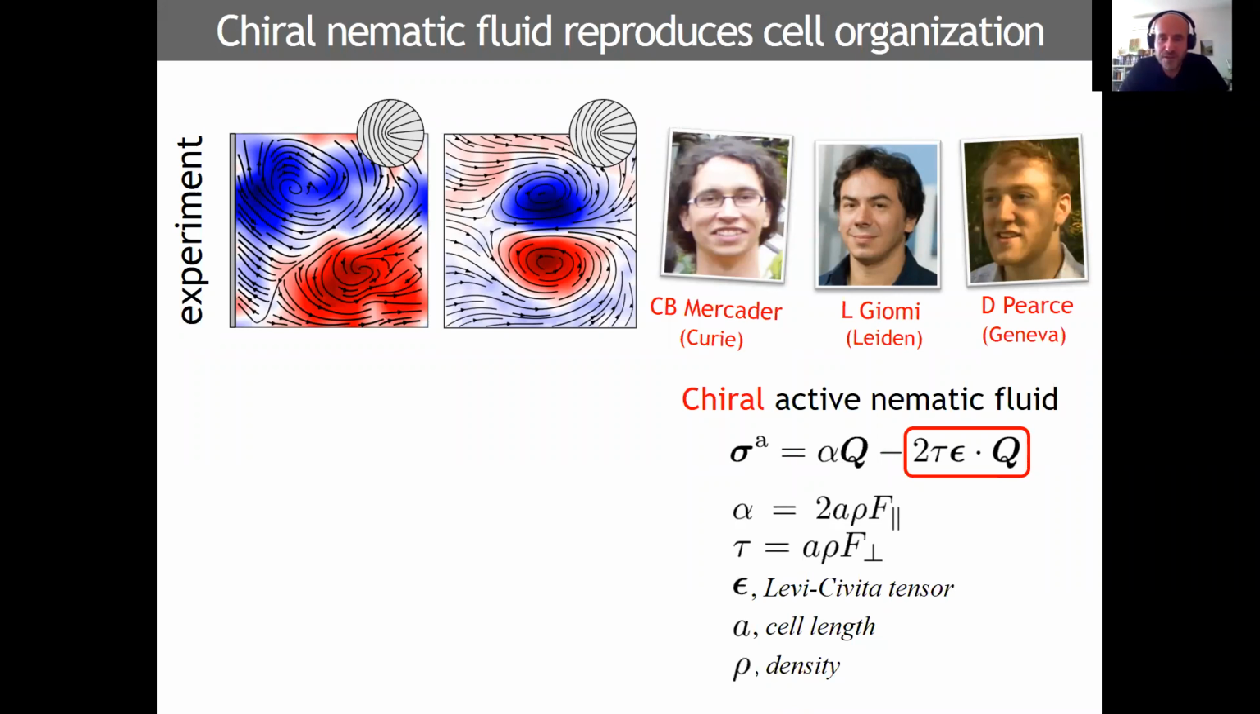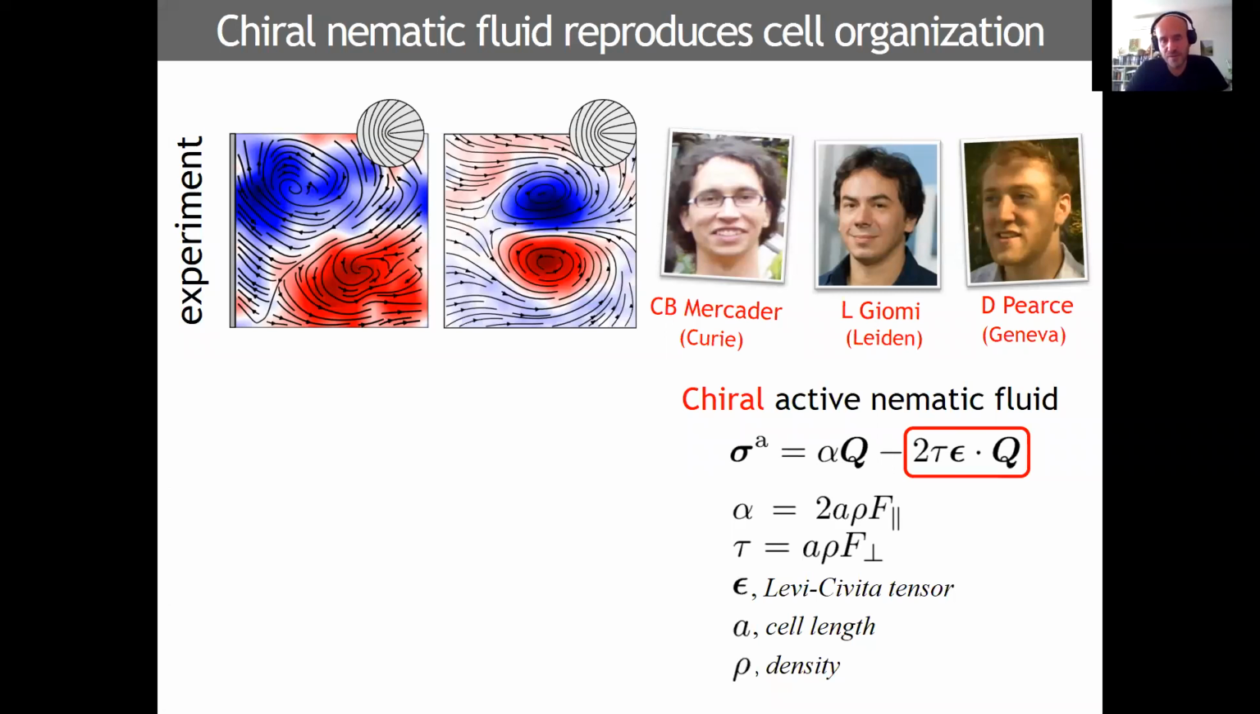So what they suggested is to introduce chiral stress in the active nematic equations in the following way. You remember that the active stress we introduced was alpha Q, where Q is the nematic tensor. Now we introduce another part, which is determined by this tau, and this introduces chiral stresses into the system. This is a kind of minimal substitution that you can do in order to get chirality in the system.